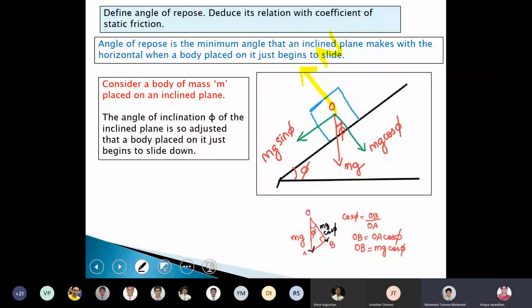Now you start writing, boys. I'll go for the next diagram. The same diagram you can draw for the rest. So consider a body of mass m placed on an inclined plane. The angle of inclination phi is so adjusted that the body just begins to slide. Copy down.